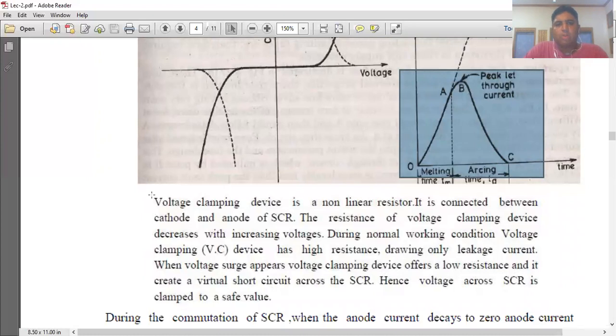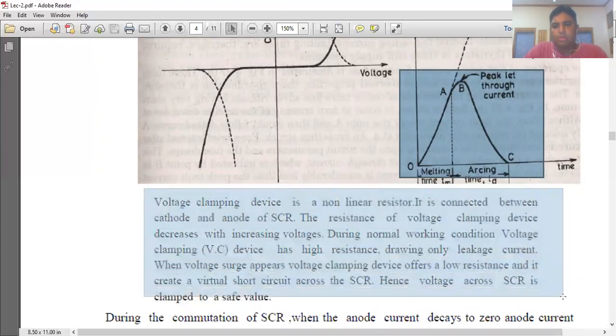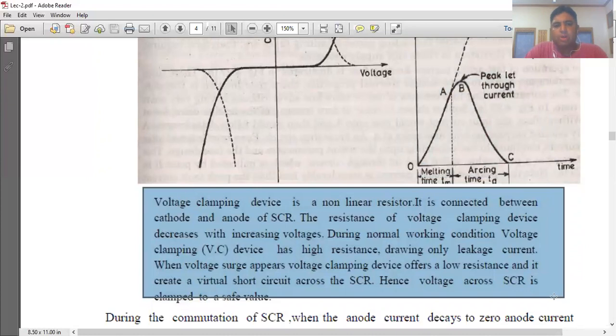Voltage clamping device. What is a voltage clamping device? It is a non-linear resistor. It is connected between cathode and anode of SCR. The resistance of a voltage clamping device decreases with increasing voltage. So as soon as there is some high voltage in a thyristor, the resistance of this voltage clamping device decreases. So it basically supplies a short circuit between anode and cathode, and this short circuit saves the thyristor from over voltage. So this is a voltage clamping device.